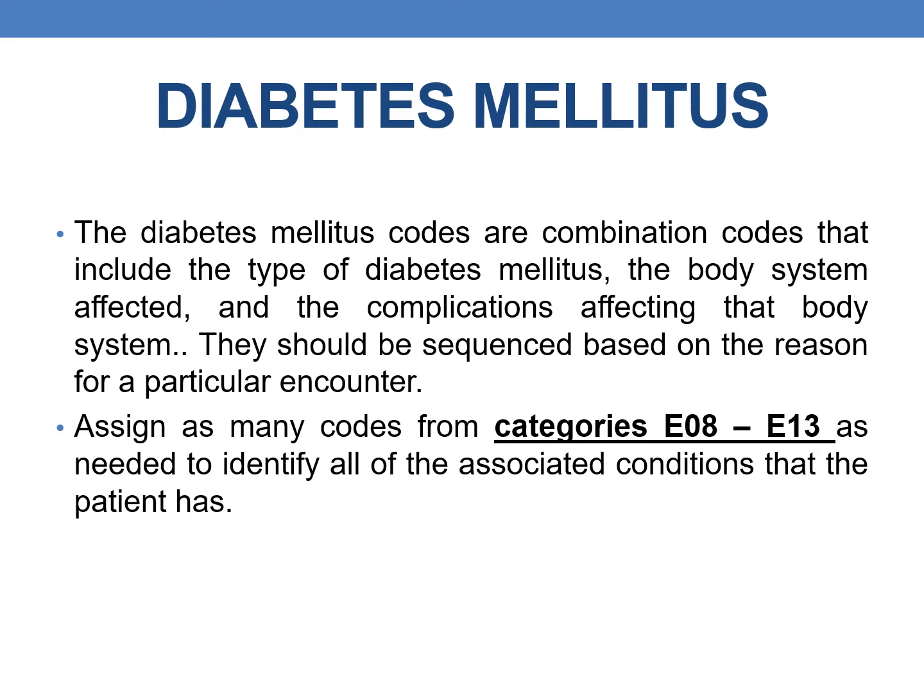First, coming to diabetes mellitus. The diabetes mellitus codes are combination codes that include the type of diabetes mellitus, the body system affected, and the complications affecting the body system. They should be sequenced based upon the reason for a particular encounter, and you can assign as many codes as needed from categories E08 to E13 to identify all the associated conditions that the patient has.